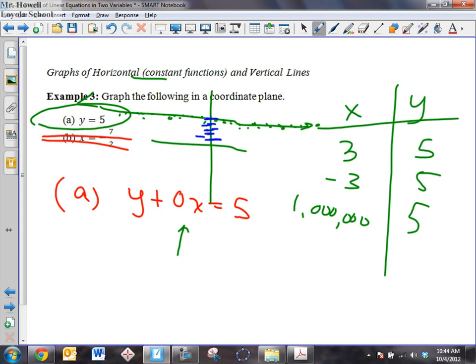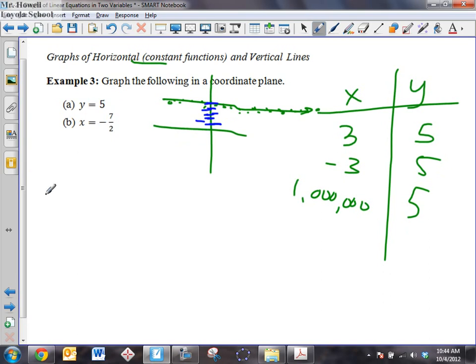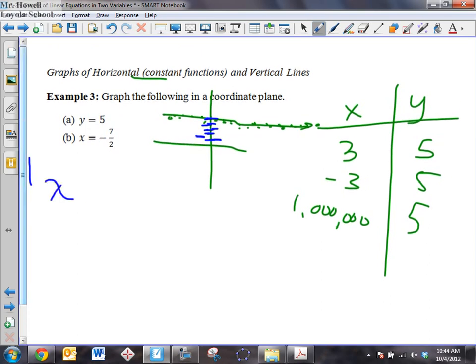What might you guess the next one's going to look like just by default now? Ian? A vertical line. Let's prove it though. Let's prove it, but Ian is correct. What's negative 7 over 2? 3.5. Good. Make sure you say negative. So for part B that we're working on now, I'm going to say x plus 0y equals negative 7 over 2. But I'm going to write that as a decimal, okay? Now, pick any value for y. Same thing we're going to do.